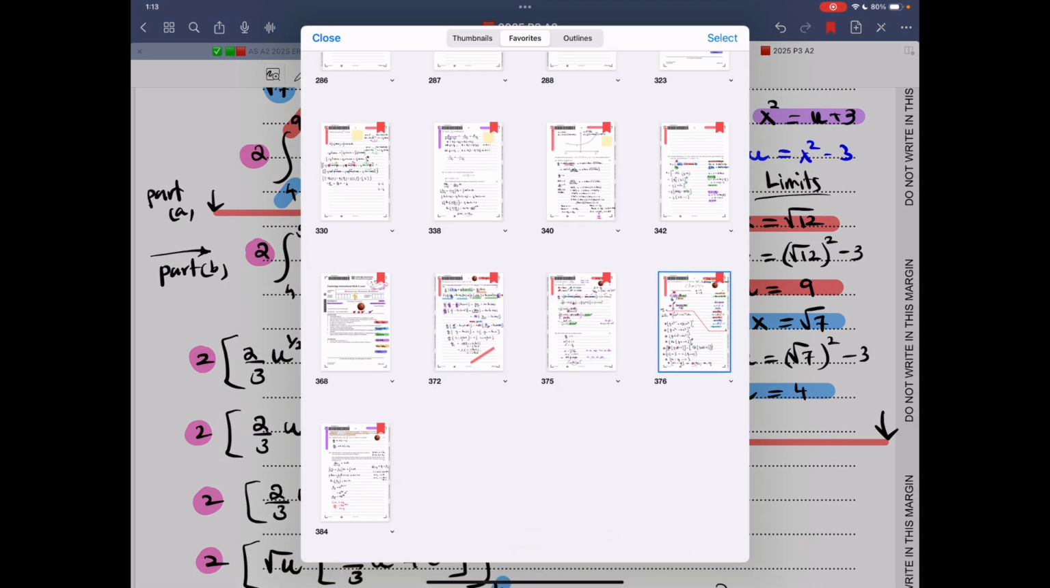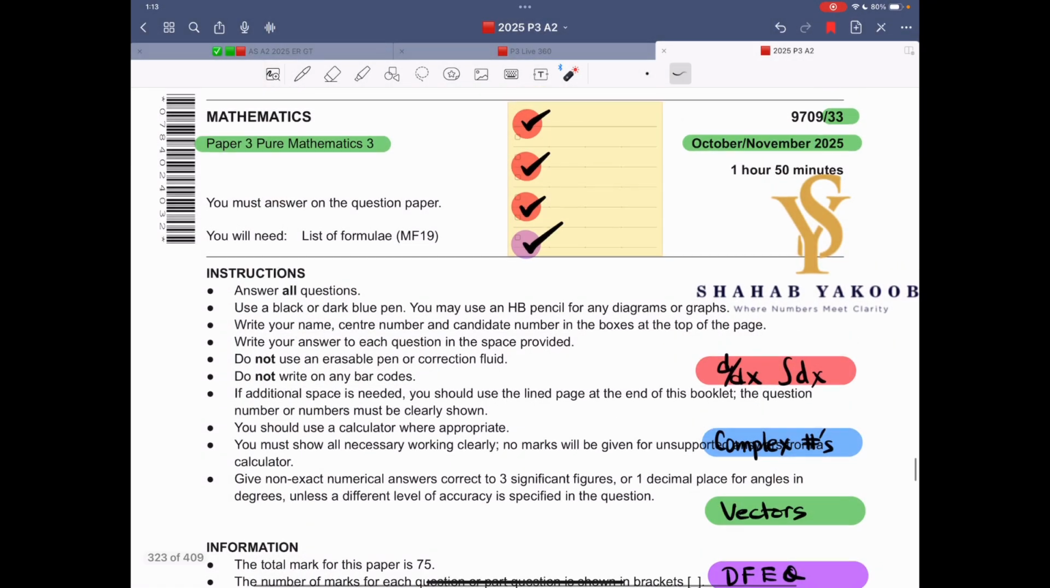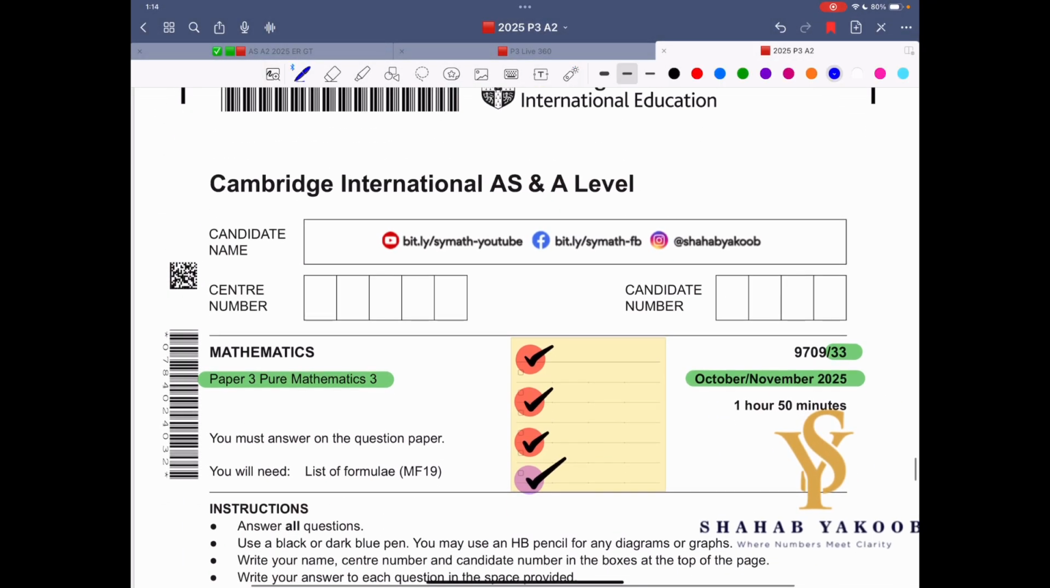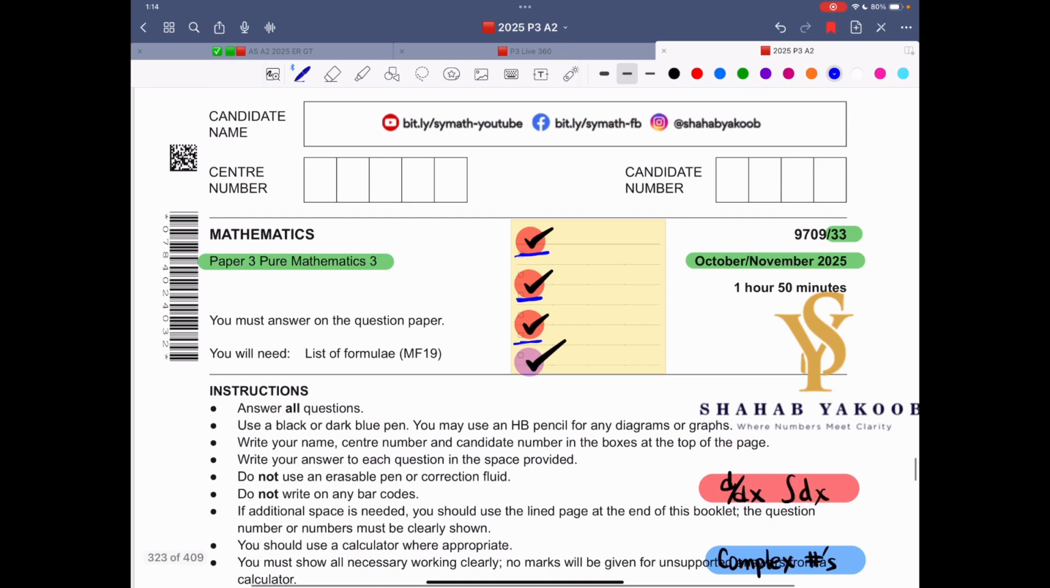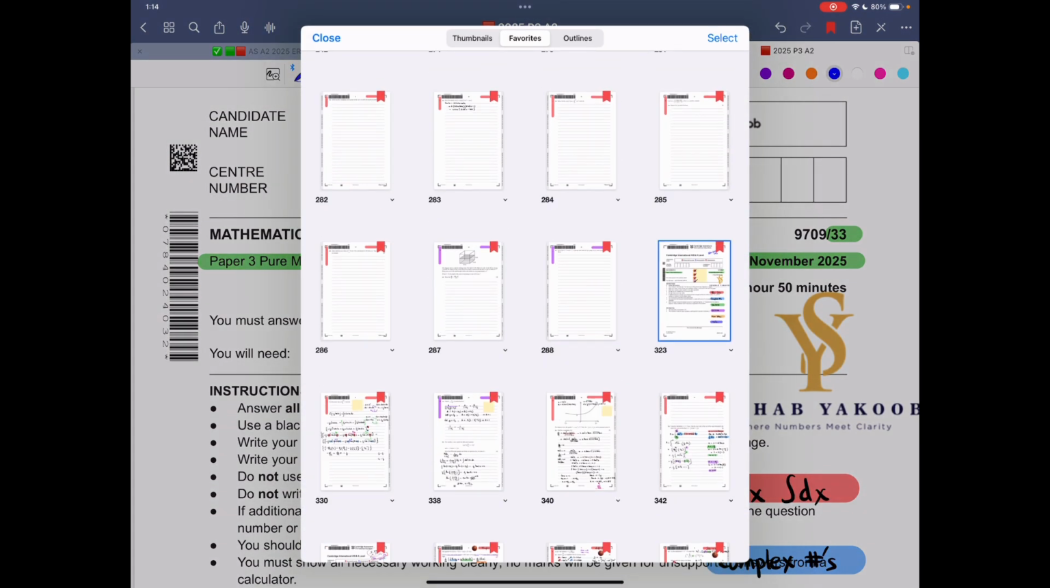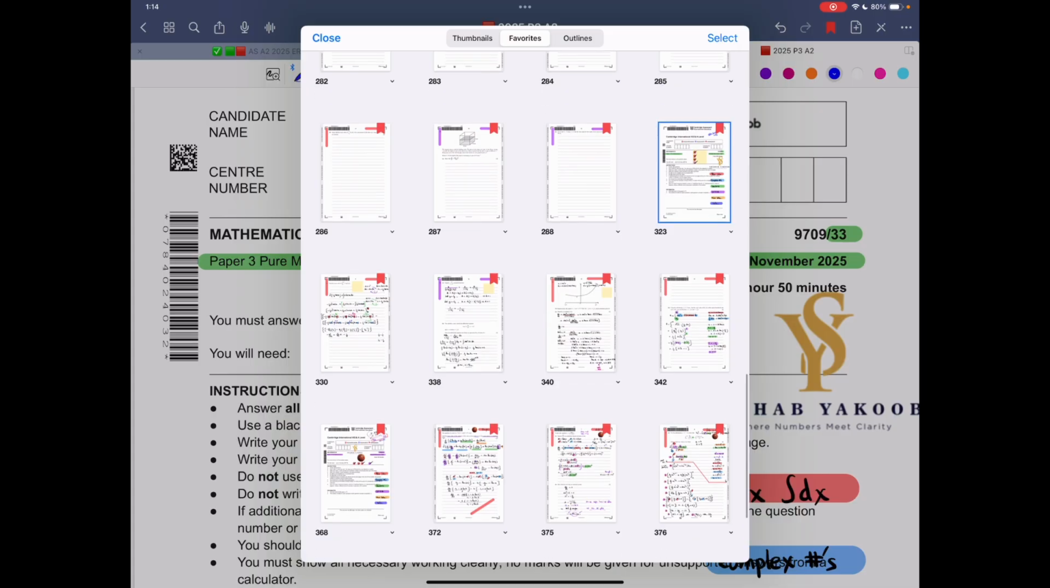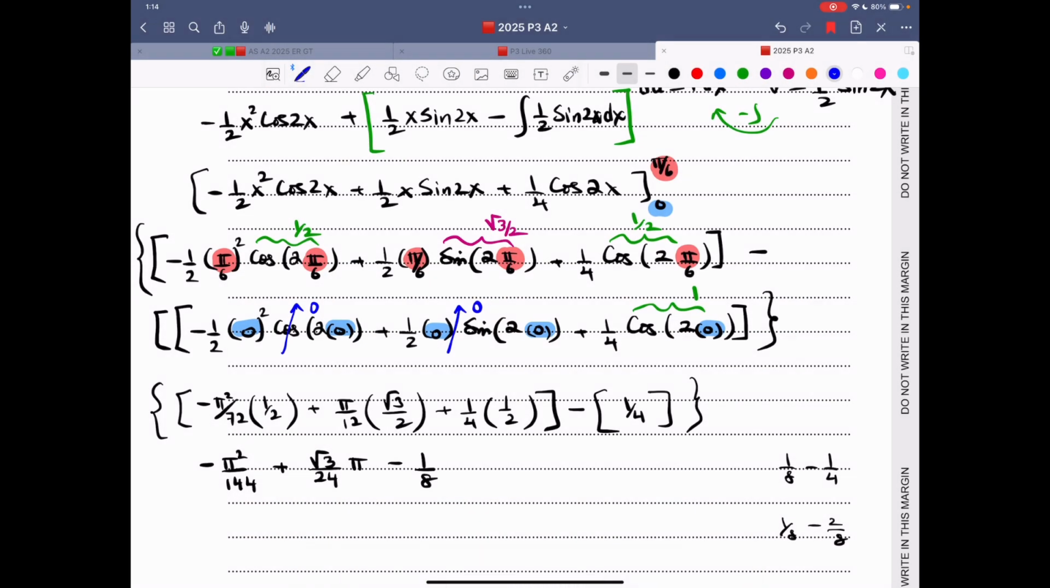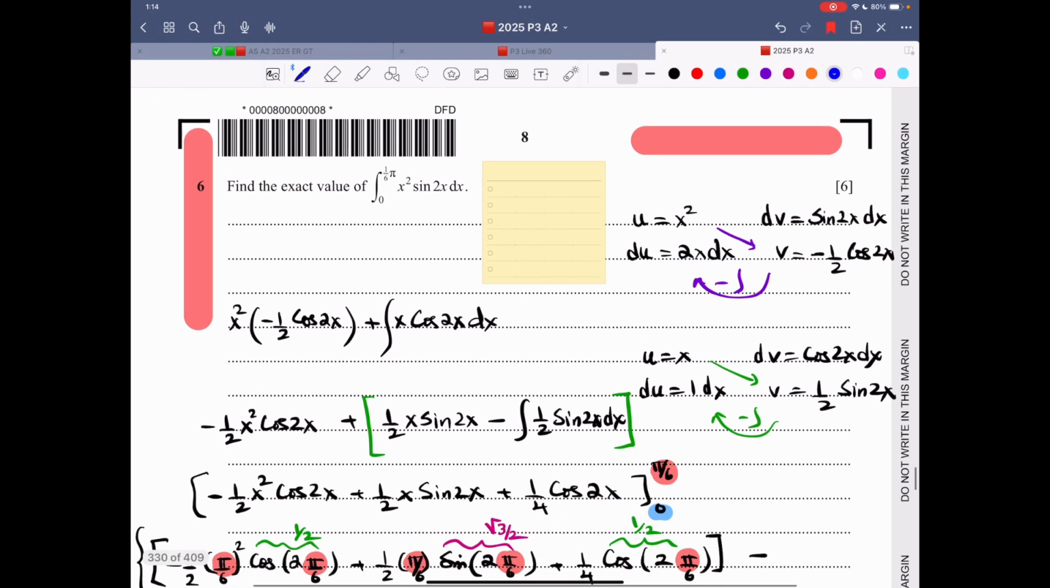These are the 3 questions of this paper. Let me go over here. So now this is October, November 2025, variant 33. And my focus is on the differentiation and integration. So I see 3 questions over here. Let me start with the first question. This is differentiation, and this is, no, my bad, that's integration.